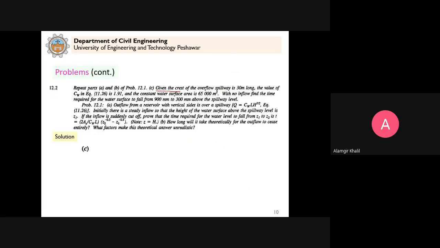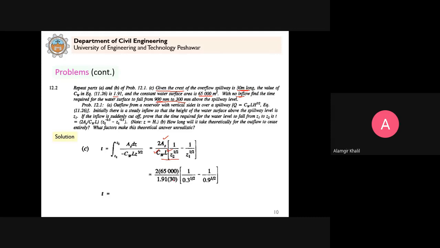Part C of the question asks how much time it takes if CW is 1.91, AS, the water surface area, is 65,000 square meter, and Qi is 0, no inflow, for the water surface to fall from 900 to 300 millimeter. So we have this expression. In this case AS is given, L is given, 30 meter long, and CW is given. Now Z1, Z2: 900 millimeter and 300 millimeter. So you can put in the values and we get the time to be this much. How much time will it take for the water level to drop from 900 millimeter to 300 millimeter? 29.2 minutes.